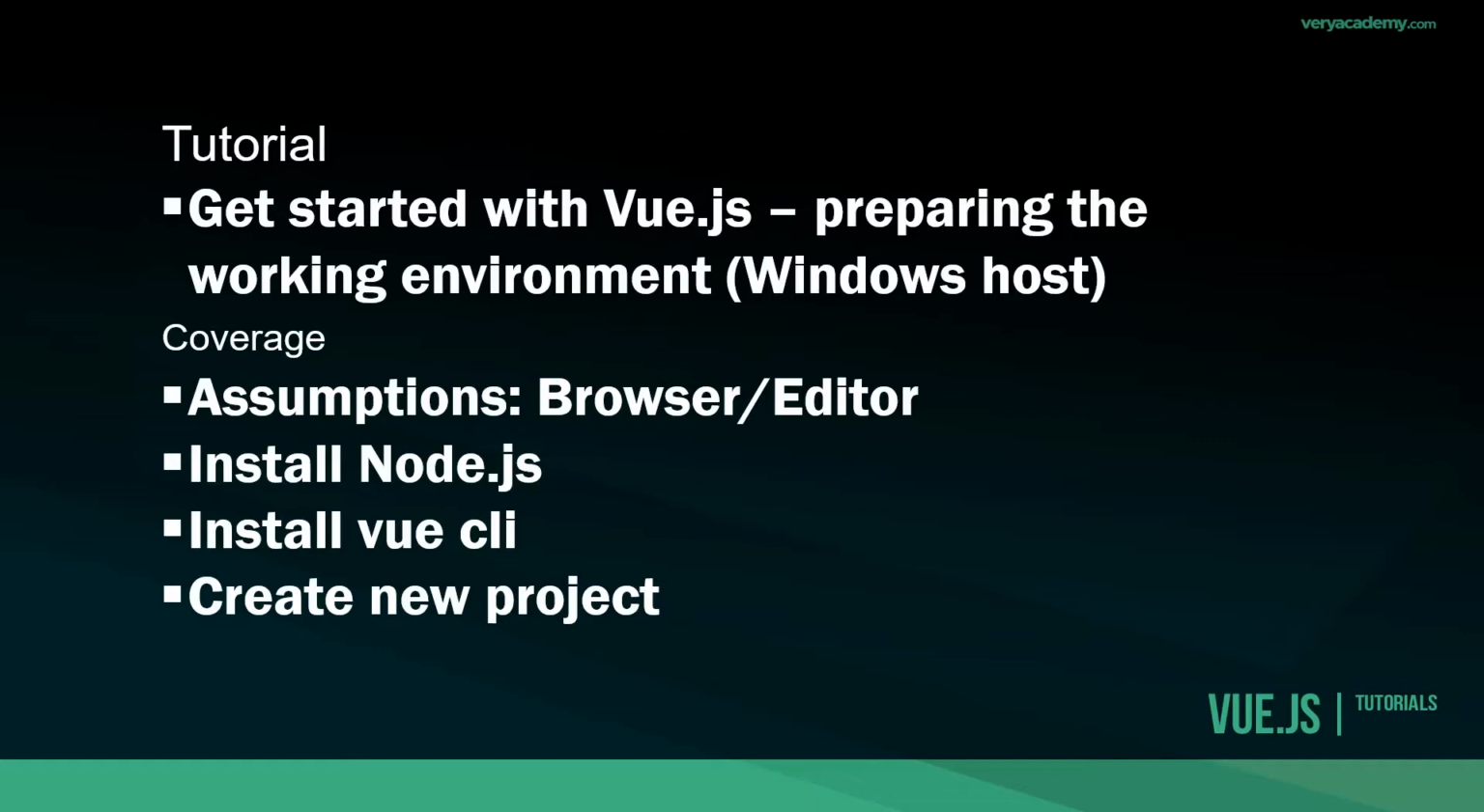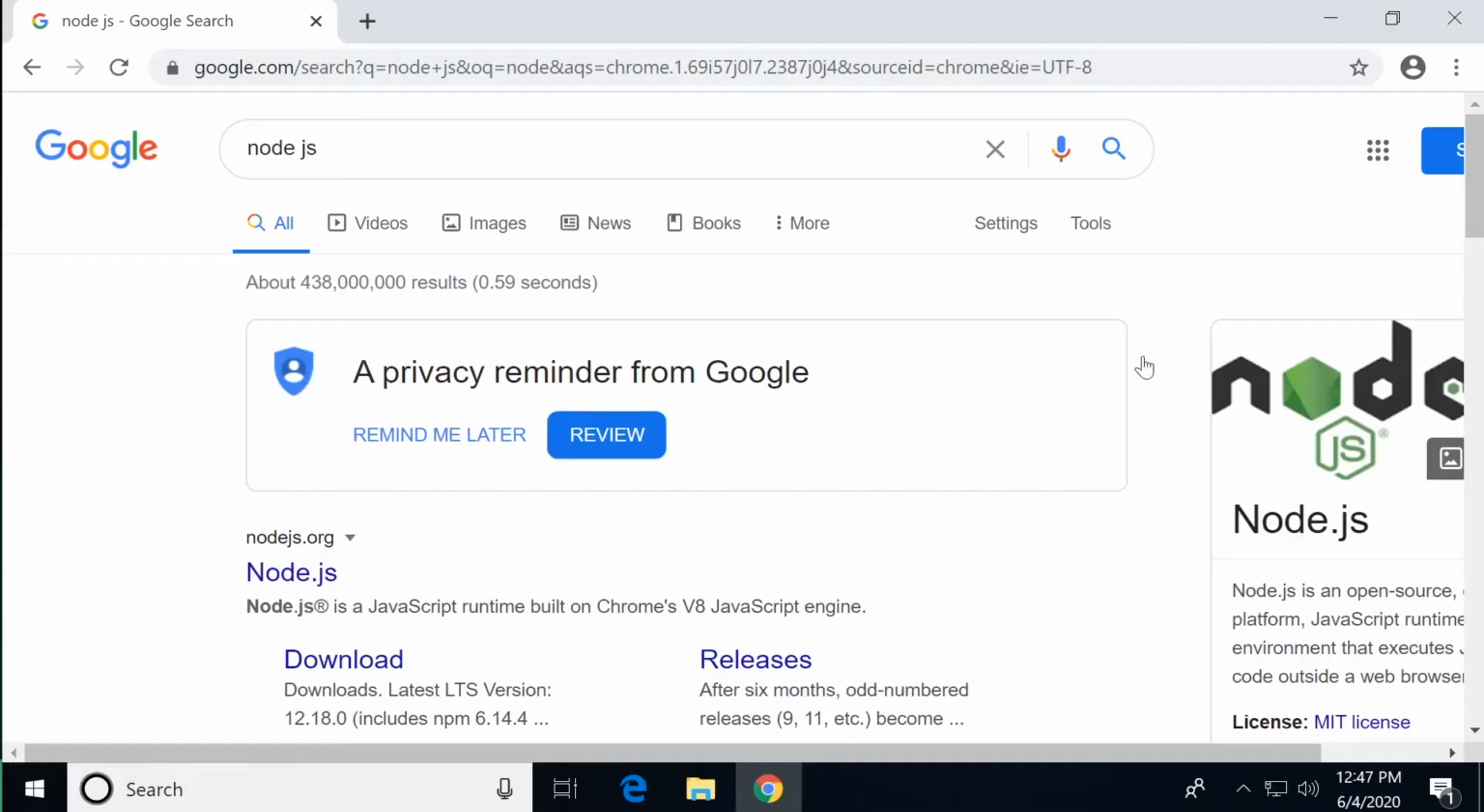So we'll just finish off this tutorial by creating a new project and just running the server. So by the end of this tutorial, you should have a working Vue project. So please use the timestamp to skip ahead in this tutorial if you don't want to go through some of these sections. First of all, we're going to install Node.